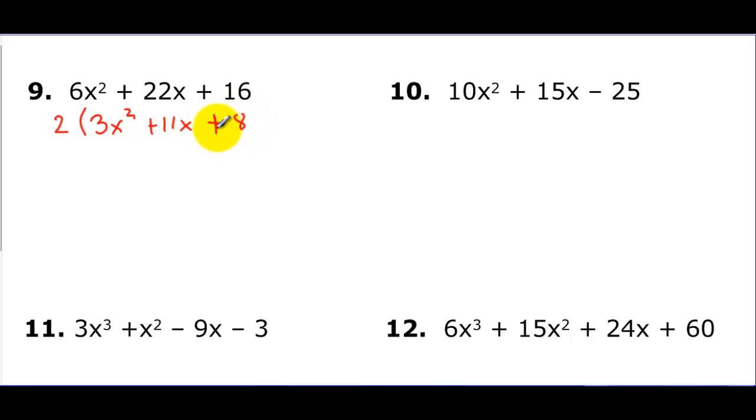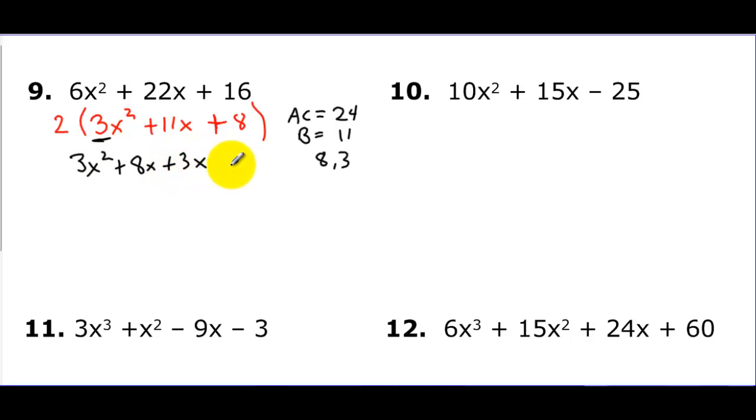Okay? And now, what I'm left with inside is still AC factoring, right? I did not get rid of the number in front of x squared, which means I still have to do AC factoring, but it's a little nicer because now my A and my C are only 24 instead of 96, and that's a little bit easier to work with. So my AC in this case, 3 times 8 is 24, my B value is 11, and it's going to be easier for me to think of factors of 24. In this case, 8 and 3 work. Okay? So I'm going to say 3x squared plus 8x plus 3x plus 8.